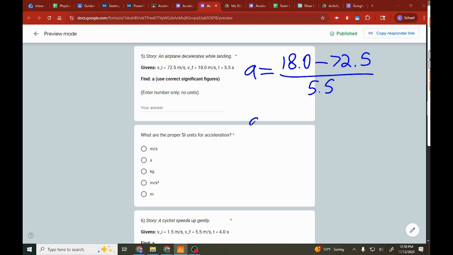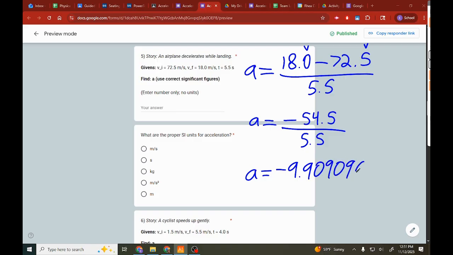All right, if we're still keeping track of our sig figs carefully, we can do this in 2 steps. First, 18.0 minus 72.5 gives us negative 54.5. And both were known to the tenths place, so our answer is as well. That's being divided by 5.5, which, if I toss that into my calculator, I get negative 9.9090909, and presumably it'll just continue that way forever. So we're certainly going to have to round.